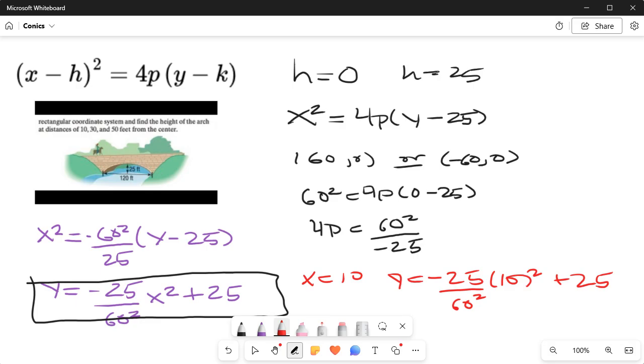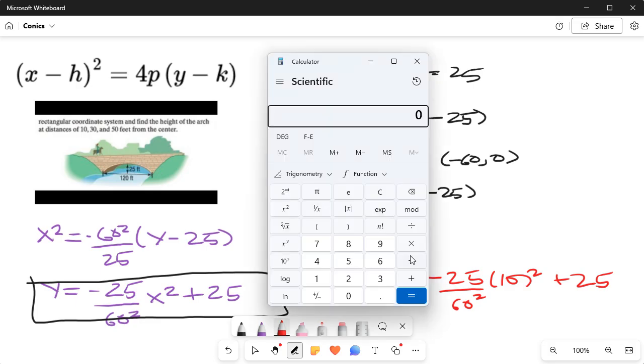Okay, so here, let's do that computation. We can compute 25 divided by 60 squared, and in this case we know it's going to be negative. So that's going to be multiplied by 10 squared, and then plus 25.